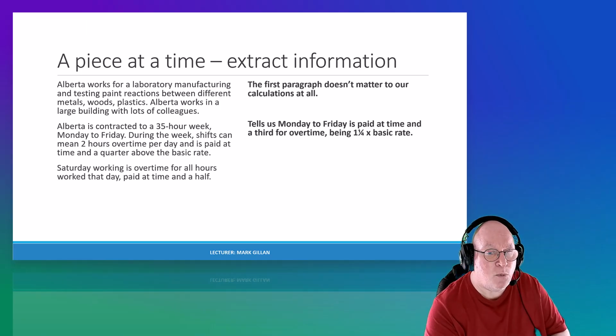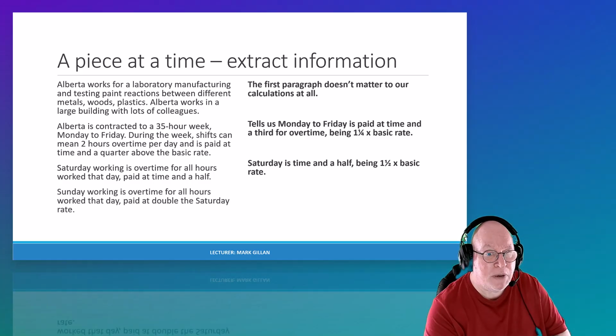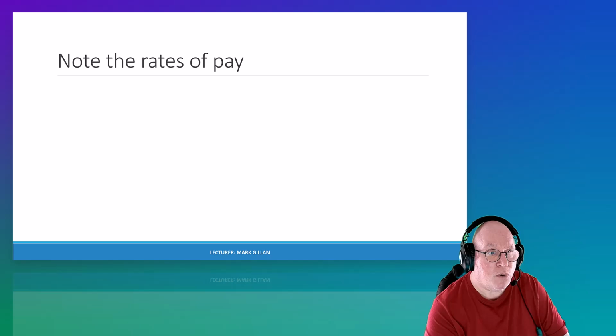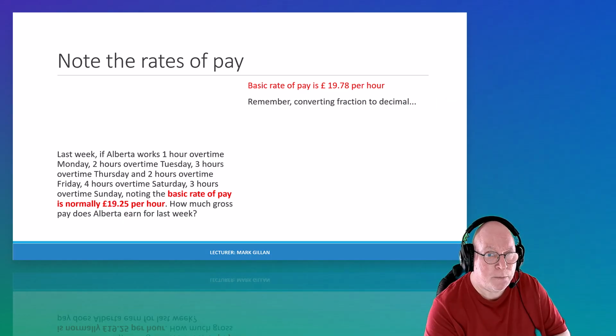This one here, Saturday working: when it's overtime for a Saturday, we know that it's paid time and a half. So there it is. We take that information from it, time and a half by the basic. And then for Sunday, all hours worked are paid at double the Saturday rate. So we make a note of that. What we're doing is working our way through. Now we've got to think about the rates of pay themselves. So we're taking information from this: the basic rate of pay, $19.25 an hour. So we've got an amount there, and we've taken that bit from that text.